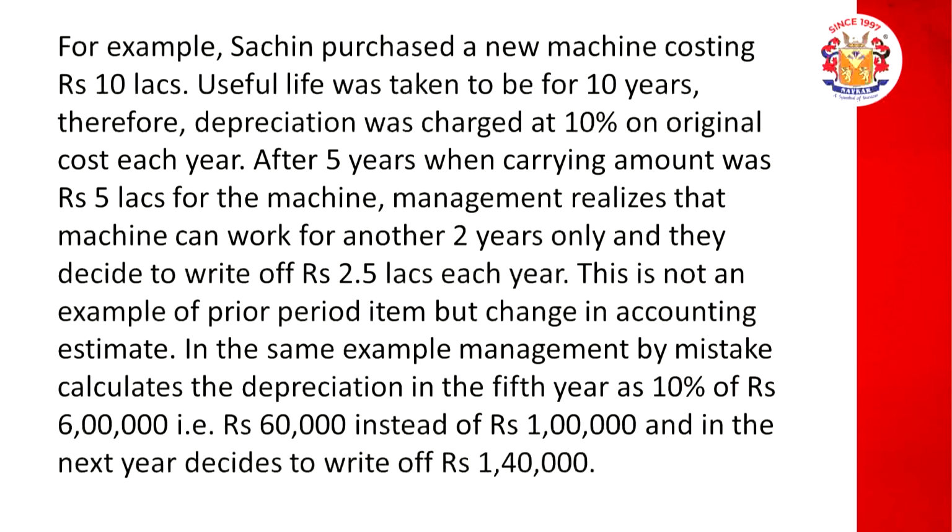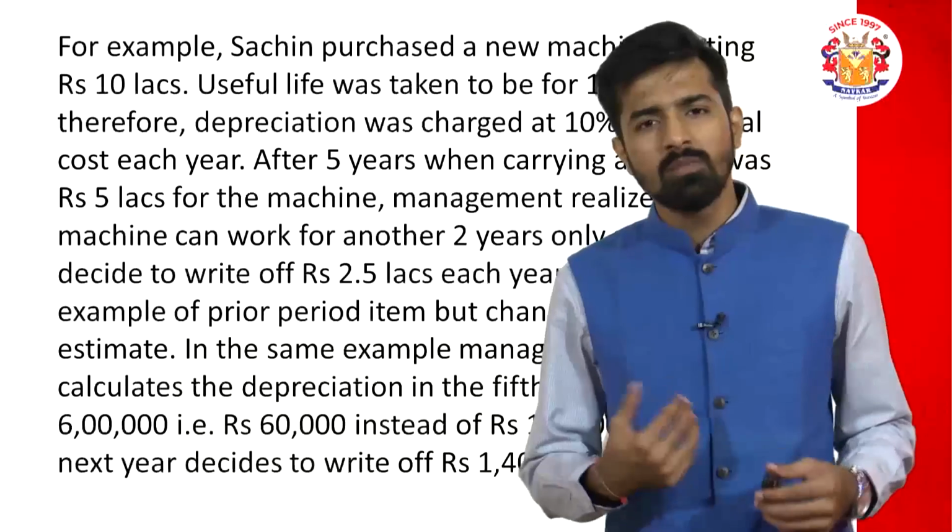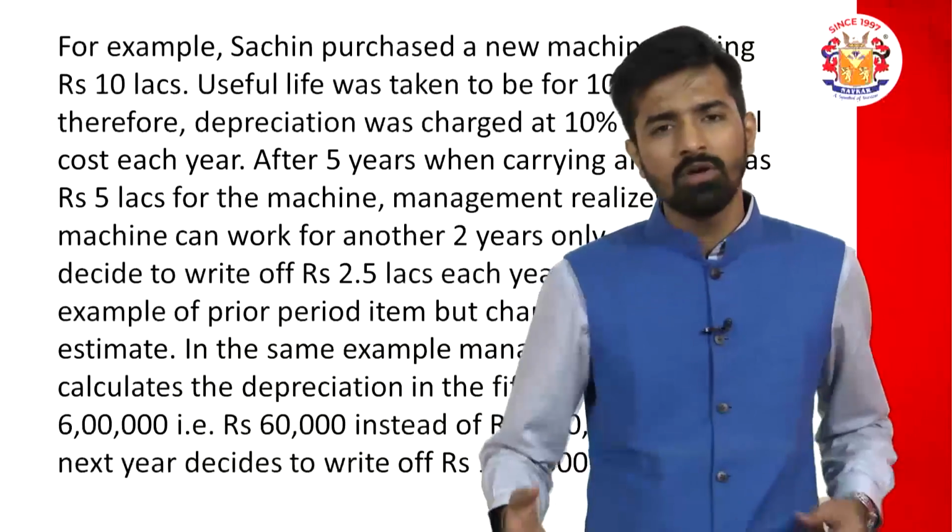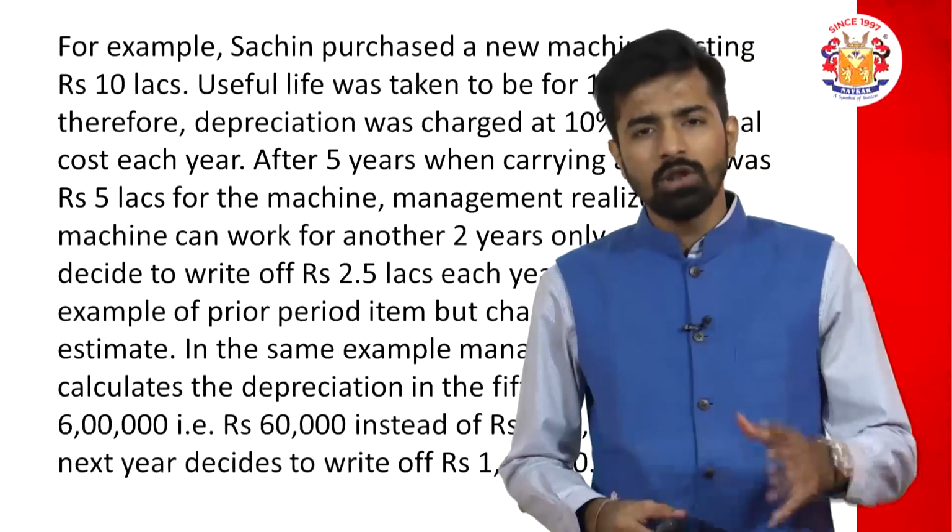However, after 5 years, the carrying amount was rupees 5 lakhs for the machine. How is it rupees 5 lakhs? After 5 years, a total of 5 lakhs depreciation was provided on 10 lakhs. So 10 lakhs minus 5 lakhs, the carrying amount is 5 lakhs. Management realizes that the machine can work for another 2 years only. So you had an original estimation of useful life of 10 years, but after 5 years you estimated again that the machine will work only for the next 2 years. So that makes it a total of 7 years.